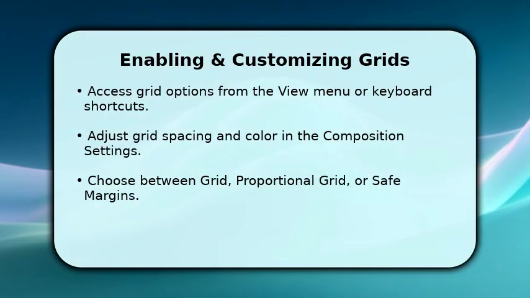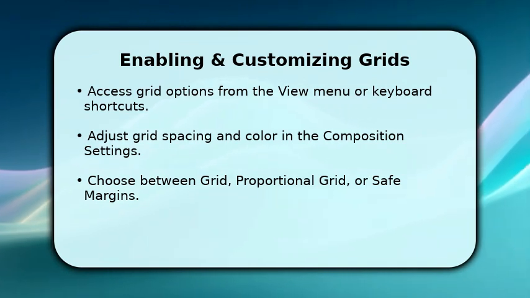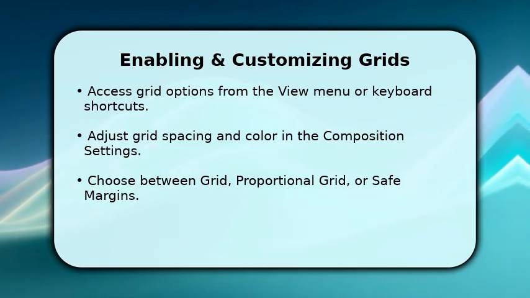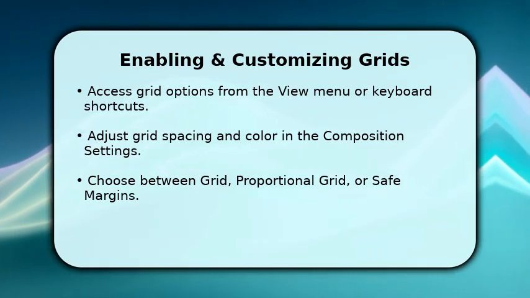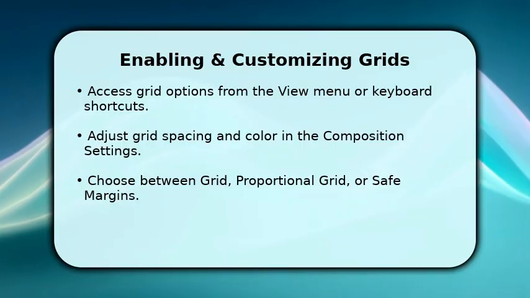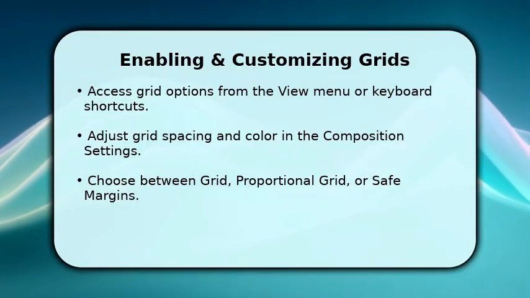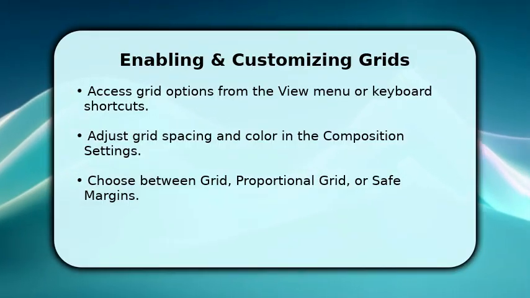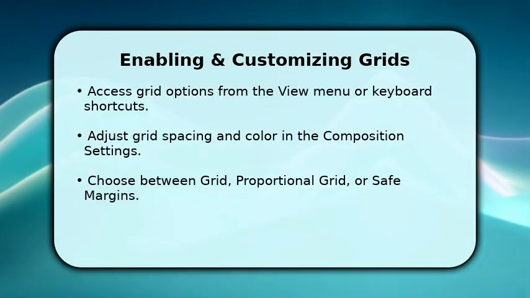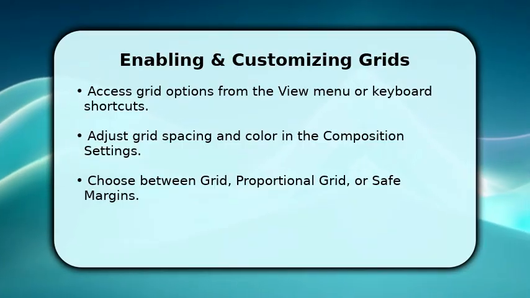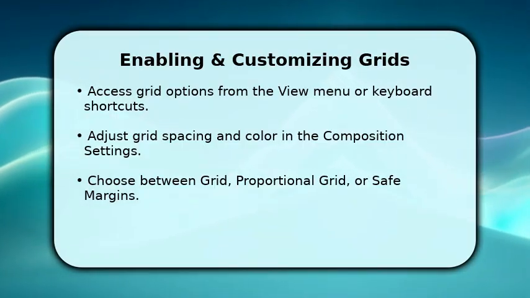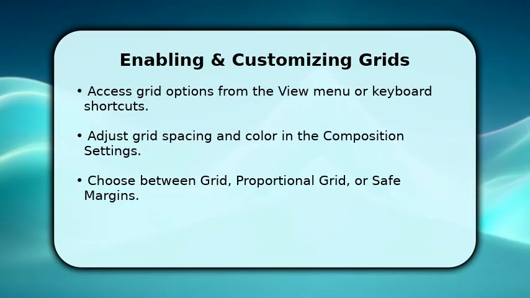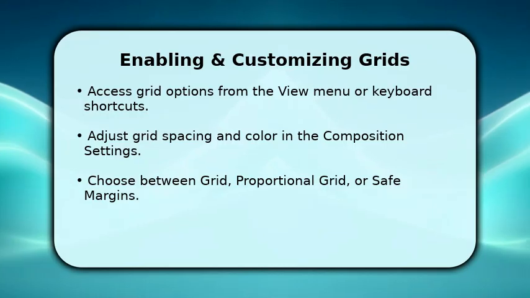To get started, enabling grids is straightforward. Navigate to the View menu at the top of your screen, or simply use the keyboard shortcut Control plus apostrophe on Windows or Command plus apostrophe on Mac. Once enabled, you can customize their appearance and behavior. Head over to Composition Settings to adjust the grid's size, color, and even choose different types like the proportional grid for more advanced layouts. This flexibility allows you to tailor the grid to any project.